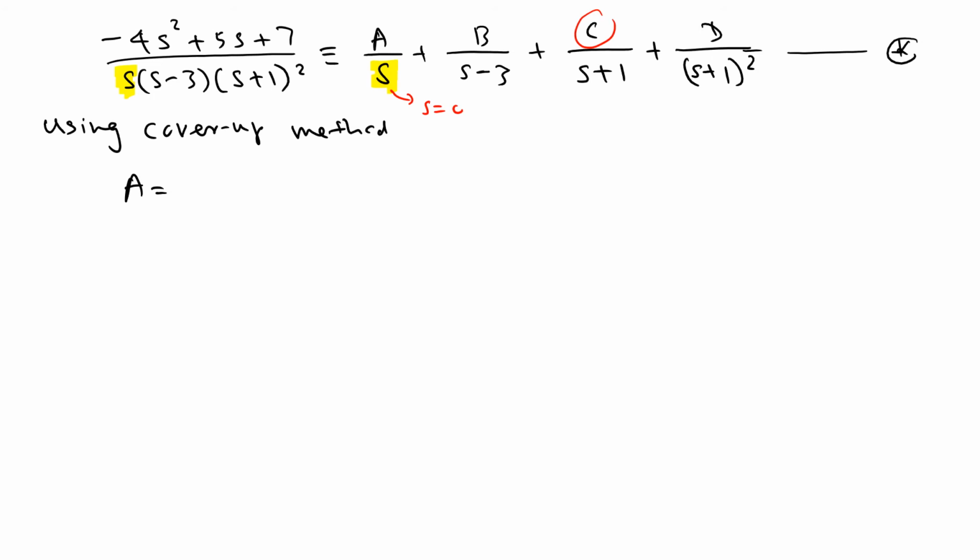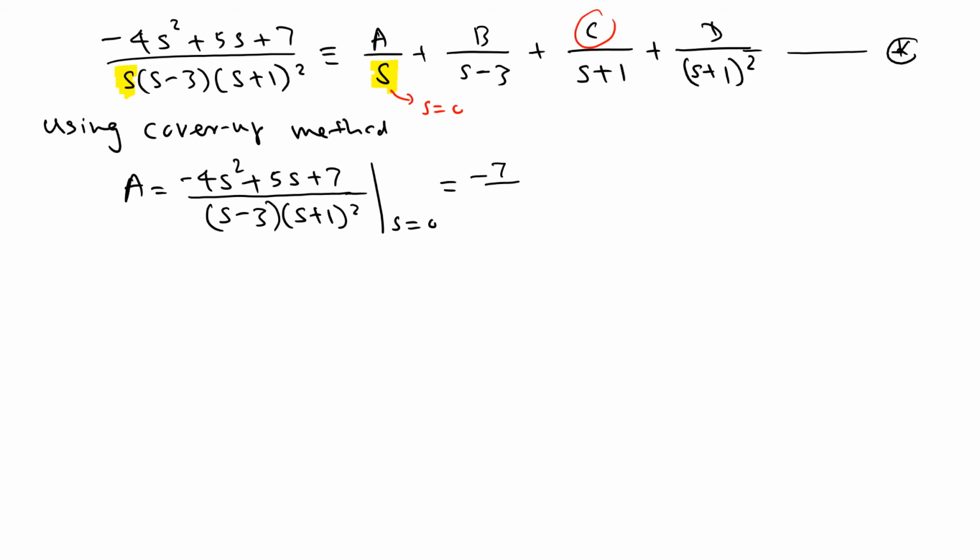I mean, just go show 1. We can ignore the s term, so that means we have negative 4s squared plus 5s plus 7 over s minus 3s plus 1 squared. We're going to substitute s equals 0, because that's the term that makes the denominator 0. So let's substitute that, and once you do that, you end up getting 7 over negative 3, so you can write it like that.